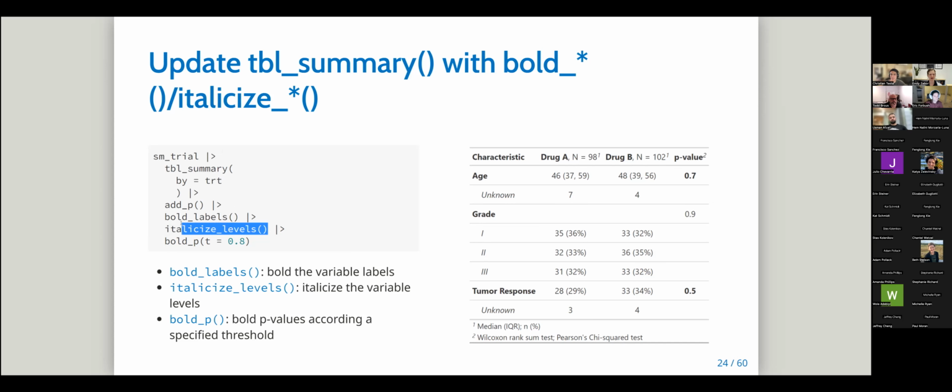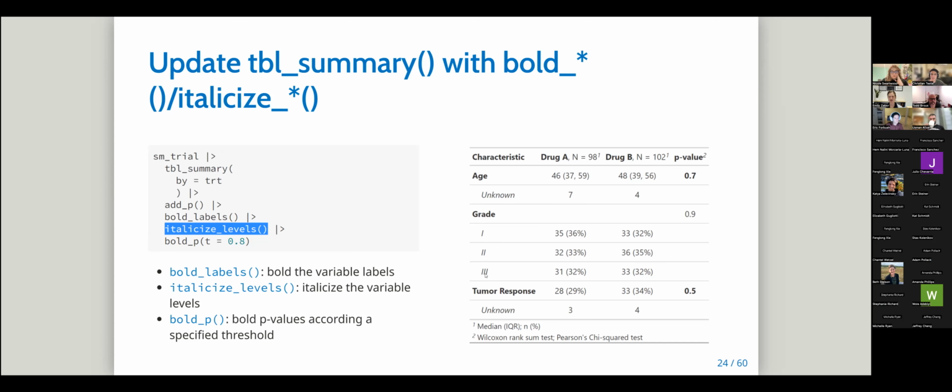And by adding italicized levels, the levels of each of my variables are being italicized. And finally, I'm asking to bold all of my p-values in this case that are below 0.8. And I'm only using that weird cutoff because in this case, there weren't any significant p-values. So it's just an example, but you know, you might want to bold all your p-values that are less than 0.05 or something more meaningful. And so then you would just give the t, which specifies the cutoff below which you want to bold your values. So here we can see the very important result that age has a p-value of 0.7, whereas grade has a p-value of 0.9. So it jumps right out at you.